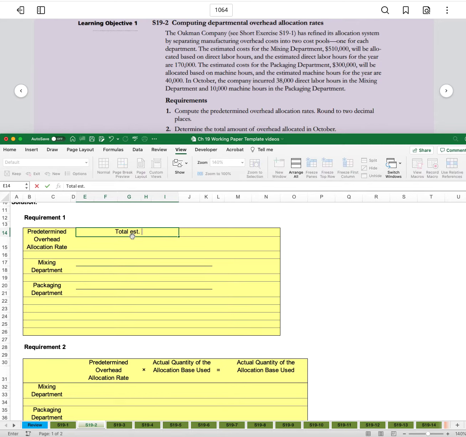That's our total estimated overhead costs divided by the total estimated quantity of the overhead allocation base. And so for the mixing department, we have estimated cost of $510,000, and we need to divide that by the allocation base of 170,000 direct labor hours. And so when we divide those, we get $3 per direct labor hour.